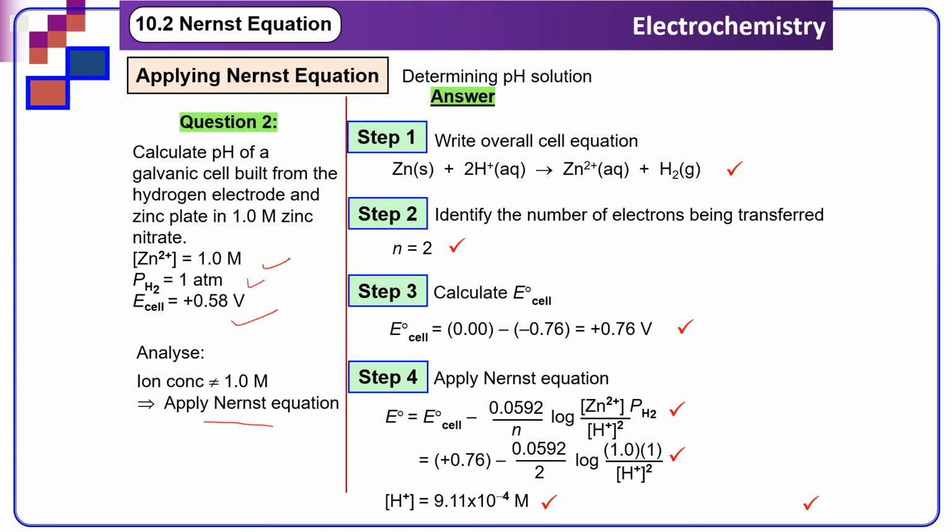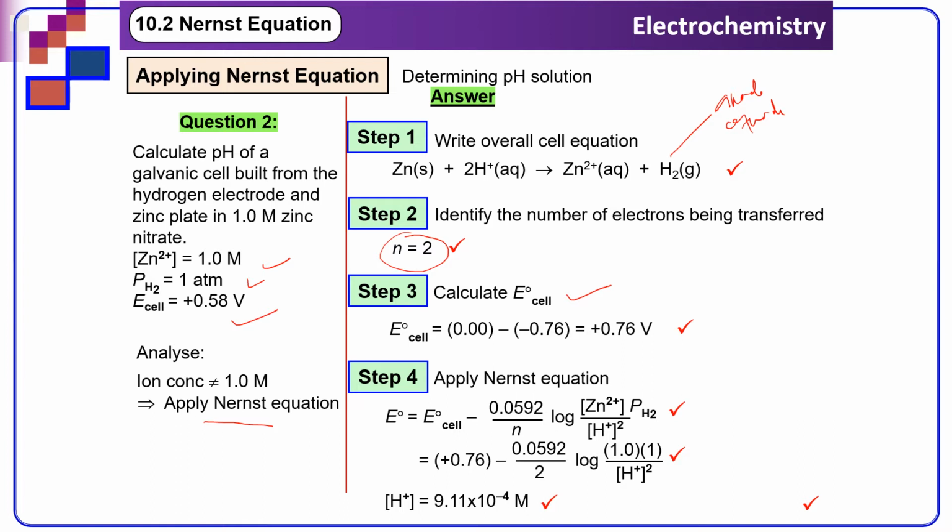So, macam step tadi, kita akan tulis dulu dia punya overall cell equation. Second, we identify the number of electron being transferred. Okay. Sekali lagi, saya kata, kalau kamu tak boleh nak identify berapa bilangan mol elektron, jadi kita tulis dia punya half cell equation at anode dan juga cathode. Okey, dan kita calculate E naught cell. Okey, E naught cell dapat daripada mana? Dapat daripada E naught cathode minus E naught anode.